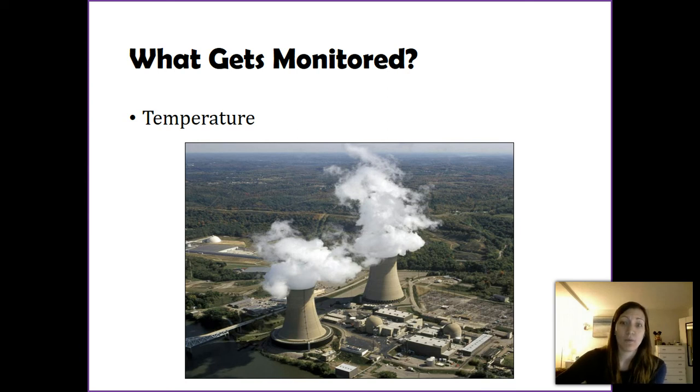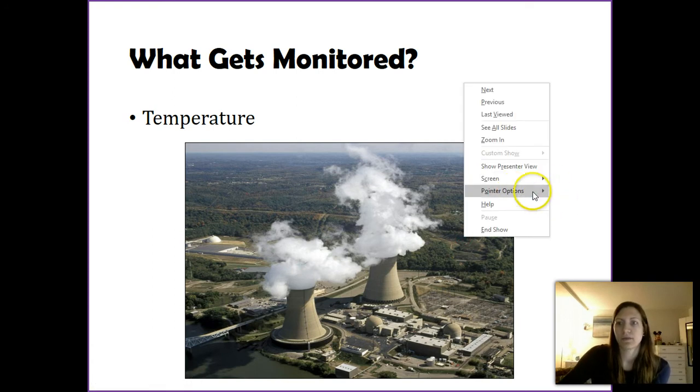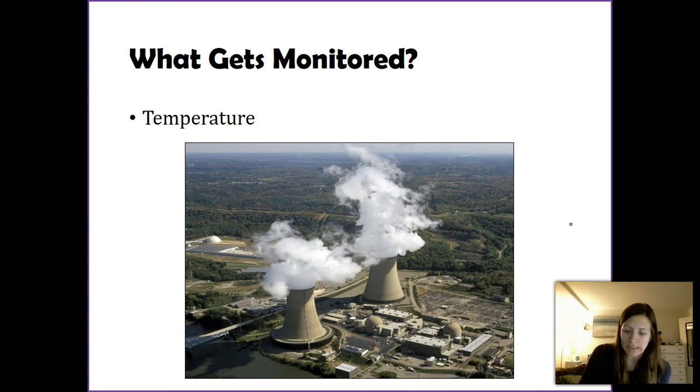These, or that white smoke, isn't smoke at all. It's not carbon dioxide, it's not anything. That is just water. It's water vapor. These are what are called cooling towers. So again, that's cooling towers.